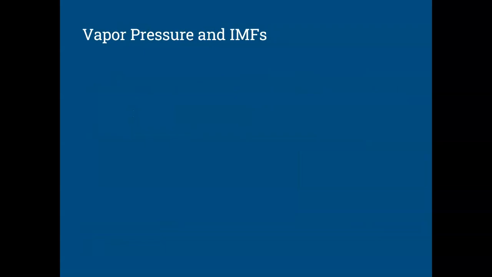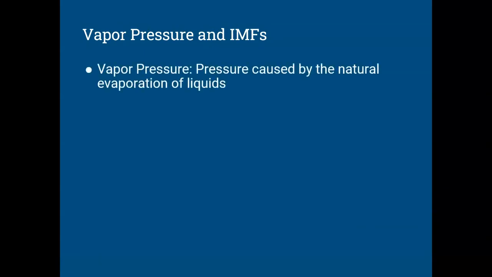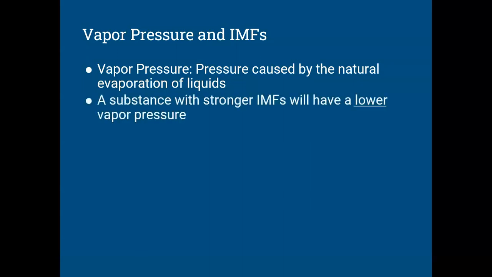Now, intermolecular forces can also affect something called vapor pressure. Vapor pressure is the pressure that's caused by the natural evaporation of liquids, and you know that some liquids evaporate more easily than others. A substance with stronger intermolecular forces will have a lower vapor pressure. Let's think about why that makes sense. If the intermolecular forces are stronger, that means that the molecules are held together really tightly, so not as many of them will evaporate, escaping into the gas phase.